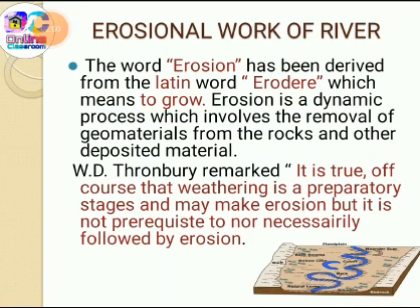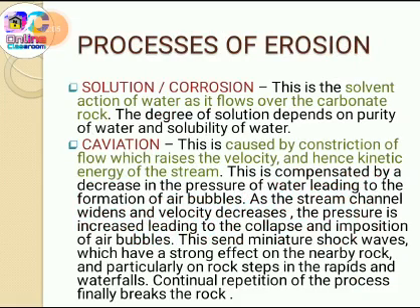Next, we are going to identify the various processes through which the erosional activities take place. There are altogether six processes which we are going to deal with. The first one is solution or corrosion. This is a solvent action of the water as it flows over carbonate rock, and we have to keep in mind that the solution always depends upon the purity and solubility of the water. Cavitation is mainly caused by the constriction of the flow, and it raises the velocity, and kinetic energy is formed in the stream.